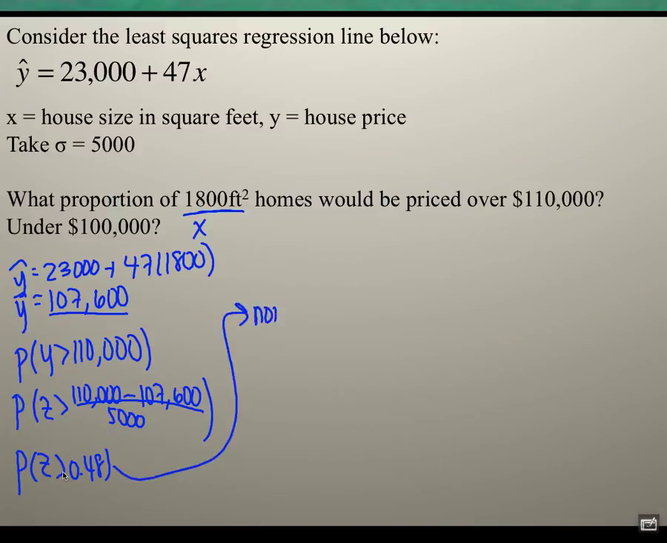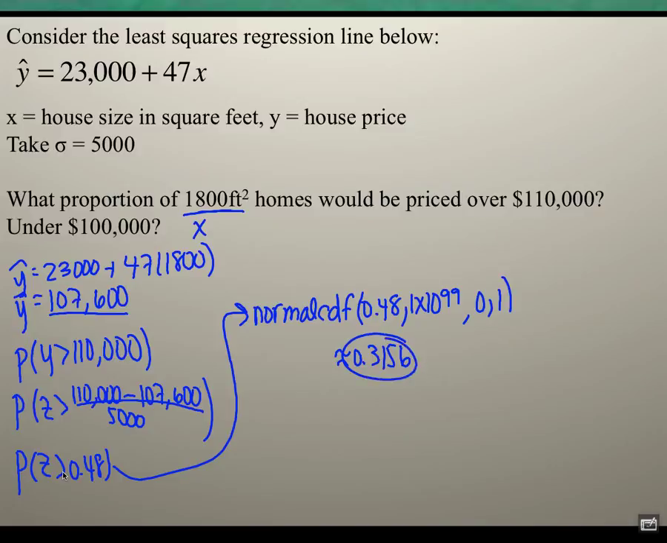So you're going to do normal CDF. Our lower bound is 0.48. Our upper bound is 1 times 10 to the 99th. Mean of 0, standard deviation of 1 since it's a z-score. I got it to be about 0.3156. So about 31.5% of homes are going to be priced over $110,000.